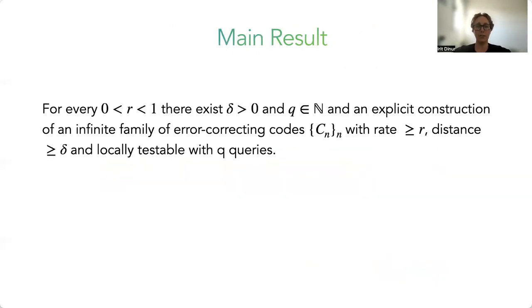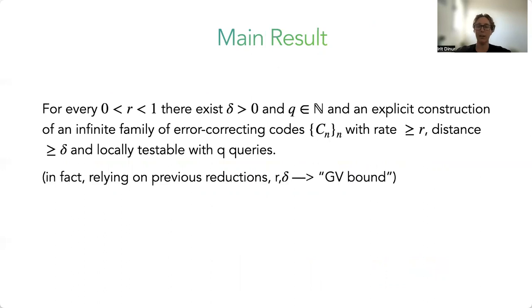Our main result is that for every R, for every rate parameter between 0 and 1, there exists some other delta and a number Q, which is the number of queries, and an explicit construction of a locally testable code, an error correcting code with rate R, distance delta, and locally testable with Q queries.